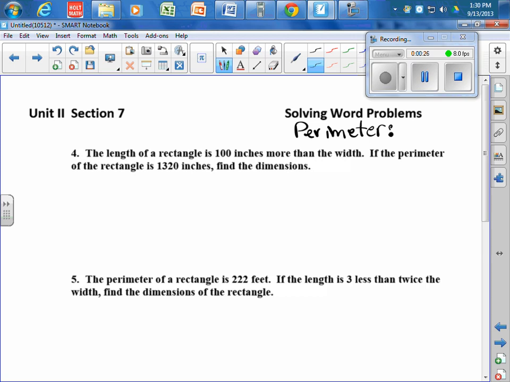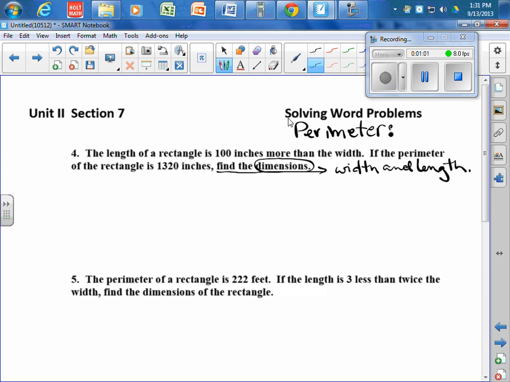The length of a rectangle is 100 inches more than the width. If the perimeter of the rectangle is 1320, find the dimensions. So the length of the rectangle is 100 more than the width. So now perimeter of the rectangle is 1320. Find the dimensions. Well, what's it asking us to find? It says to find the dimensions. What does it mean by the dimensions? We're going to find the width and the length of this rectangle based on the information that's given.